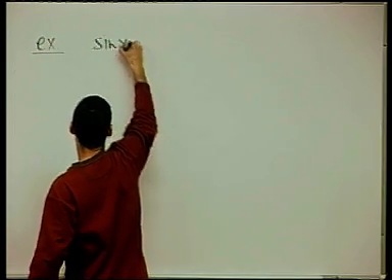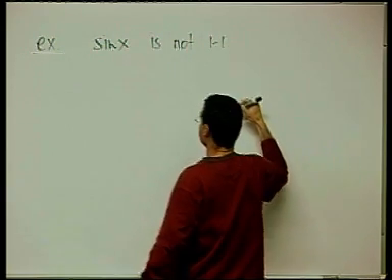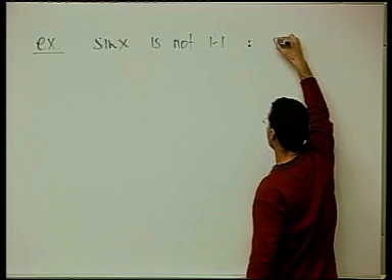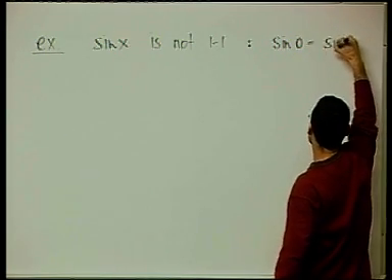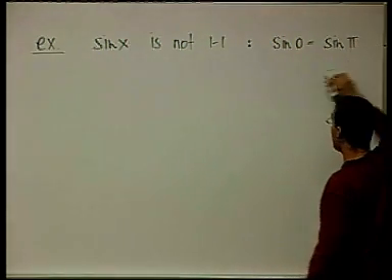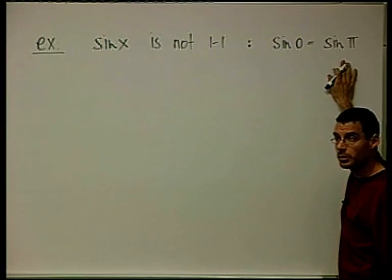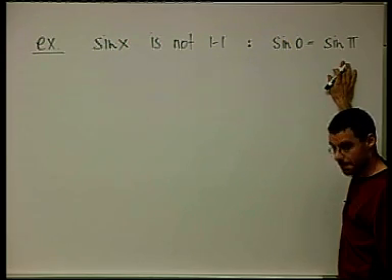Sine x is not one-to-one. Why is it not one-to-one? For example, sine of 0 is the same as sine of pi. Here are two different x's that both get sent to 0. They have the same y. Do you agree? Everybody? Okay.